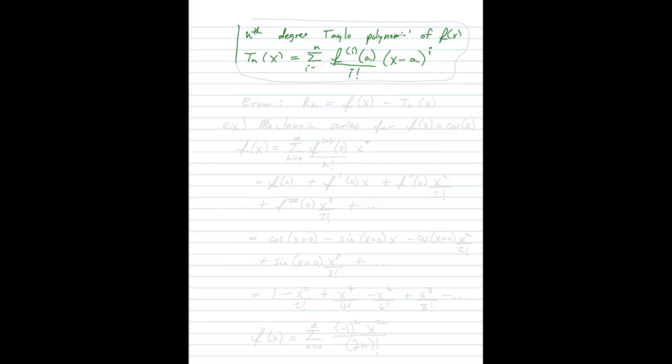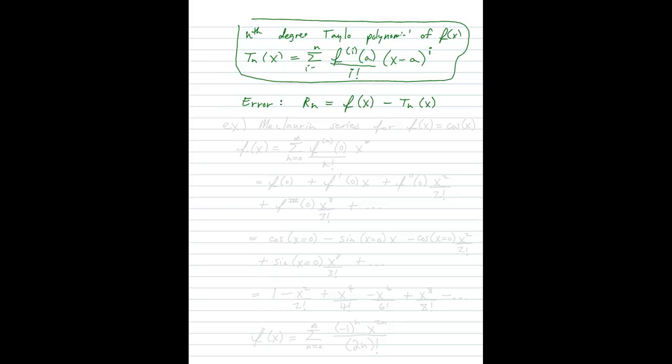So let's use that definition to talk about round-off error. So the round-off error is going to be R sub n equals the exact expression f of x that we're trying to approximate minus T sub n of x. Okay. So our error is equal to the exact minus the numerical approximation, and the numerical approximation in this case is the nth degree Taylor polynomial.